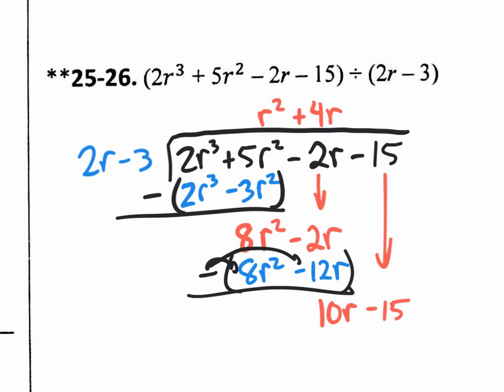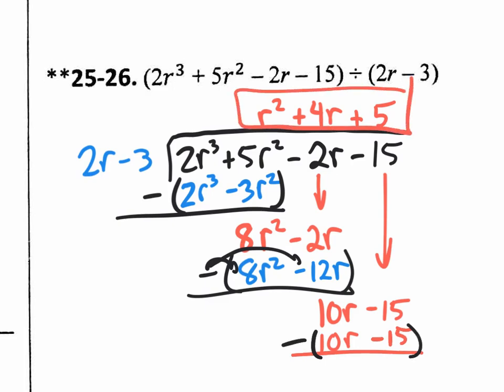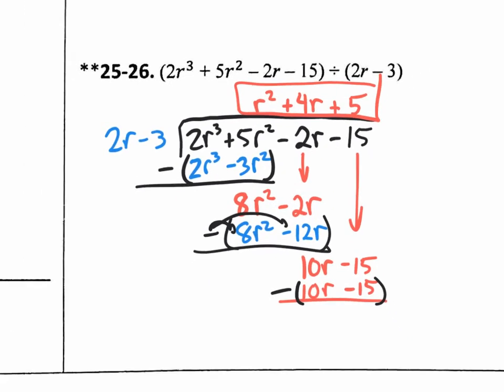Final thing to think of is 2r times what gets us that exact 10r? That will be a 5, right? 2r times 5 will give you that exact 10r value. And then 5 times negative 3, when you distribute, will give you negative 15. So there's some niceness to this disgusting problem. What is the niceness? That when you subtract, there is no remainder. So you don't have to worry about putting a fraction at the end of this answer. This is your answer, r to the second plus 4r plus 5.